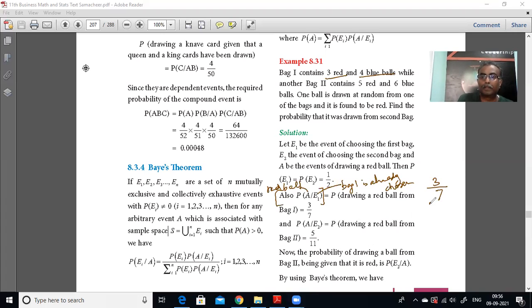Why? Because 3 by 3 plus 4. The total sample space is 3 plus 4, that's 7. The number of favorable events for a red ball is 3. So 3 by 7. That is how you got 3 by 7.